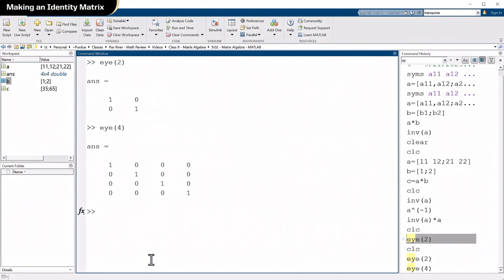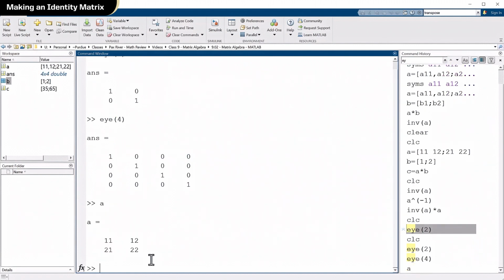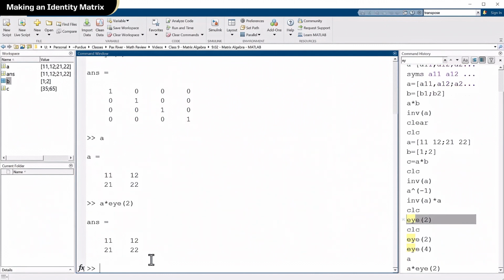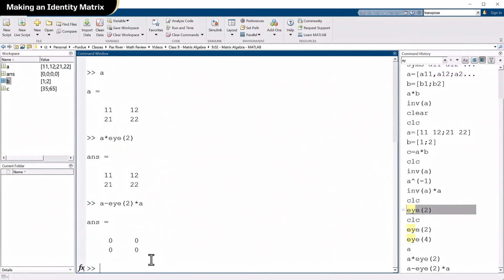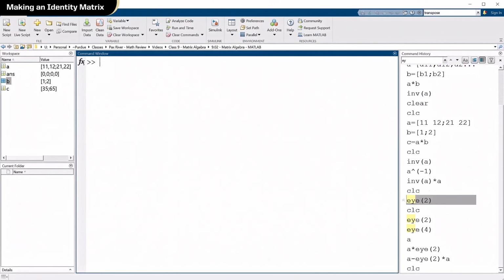So there. So if I say, let's recall A here. So A times EYE of 2 better give me A again. In fact, let's do this. Let's go A minus EYE 2 times A. And I get 0. Now you'll notice here that I said A times EYE of 2, and here I reversed it. One of the things about matrix algebra is that order matters. Let's see. I'm going to clear the command window here. And I might even clear the command history.